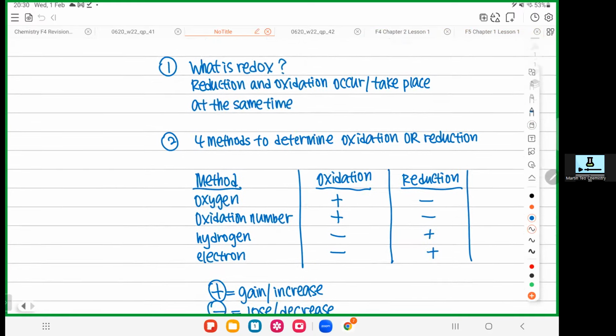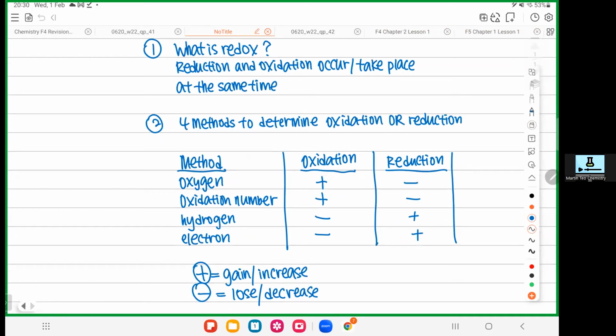Today I'll teach you probably two methods, oxygen and hydrogen. If we got time, then I'll teach you the oxidation number method as well. You see these four methods: this one is easy, this one is easy, this one is hard, and this one is hard. In chemistry, there is easy and hard. SPM normally will ask you the hard one. The easy one, they seldom ask. But we have to start from the easy one.